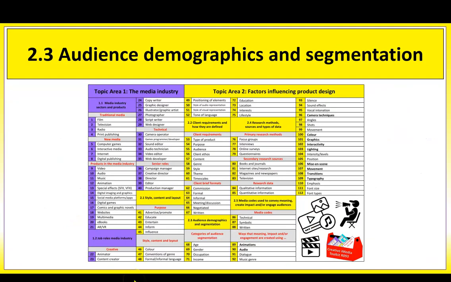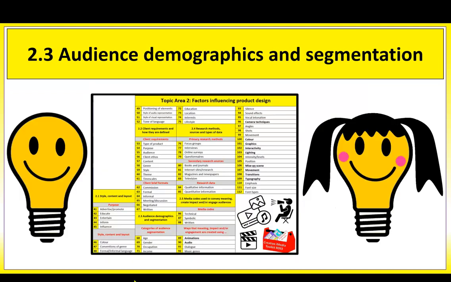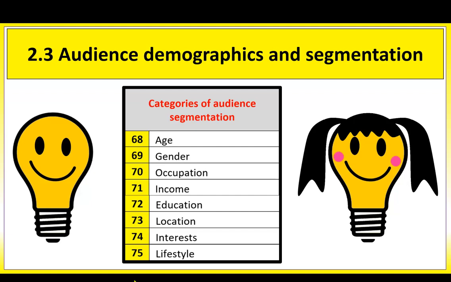And if we look at the main iMedia knowledge organiser, we're in topic area 2 and we're specifically looking at 2.3 audience demographics and segmentation. And categories of audience segmentation, words 69 to 75: age, gender, occupation, income, education, location, interests and lifestyle. So let's get cracking and delve into this topic.